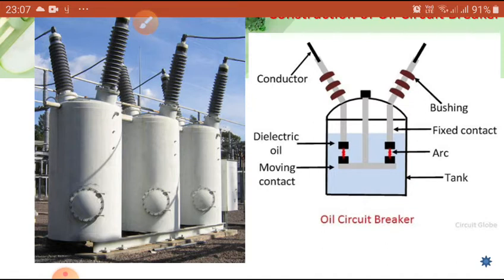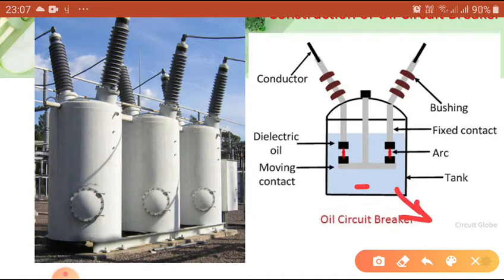Here, whatever oil is inside, this blue color is the oil. It acts as an insulating media from the live wire to the earth. The earth is neutral, so the insulating oil lies between the live parts and earth. At the same time, we also use it as a cooling media for quenching.